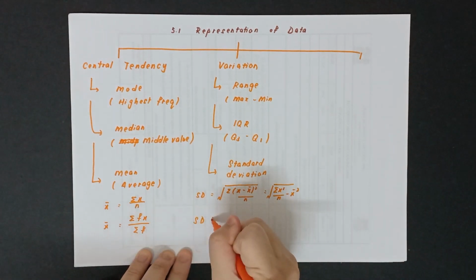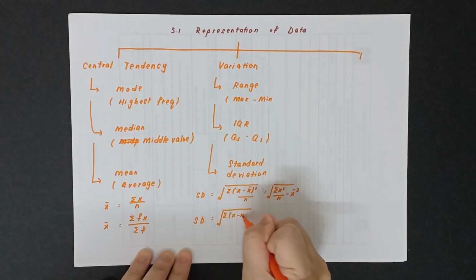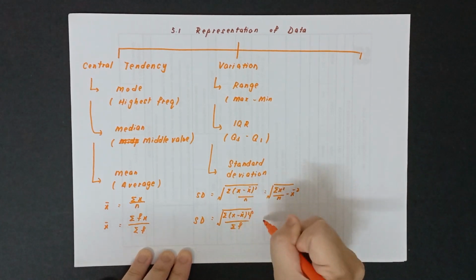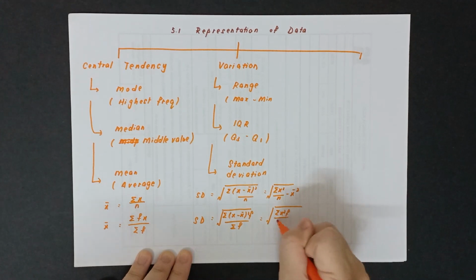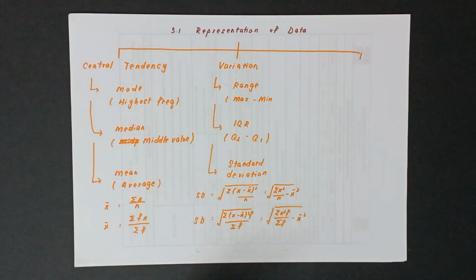Okay, so for grouped data, then you will have an f. So everything is the same, but then you will multiply everything with the frequency. Same thing, this one will be given in your formula sheet as well.